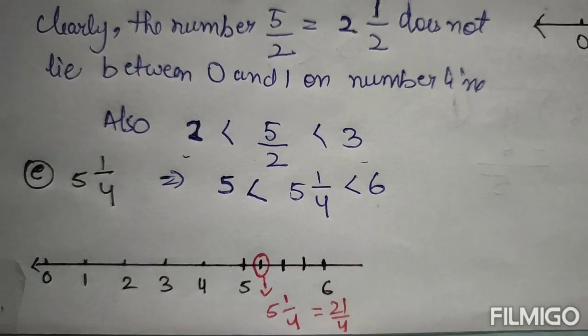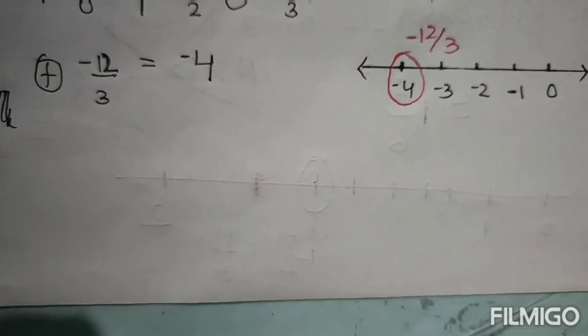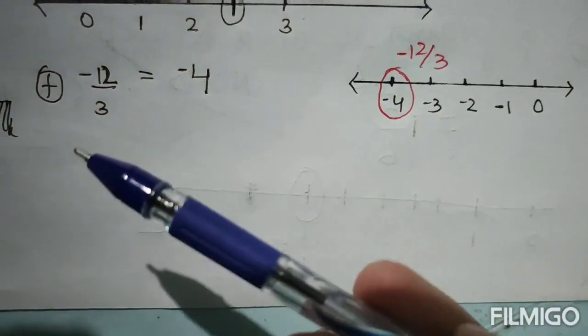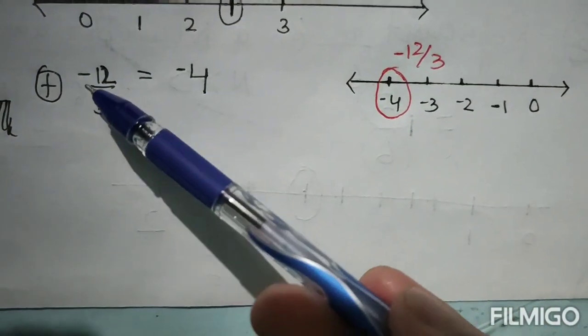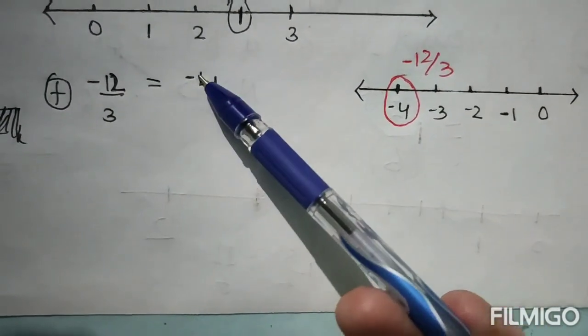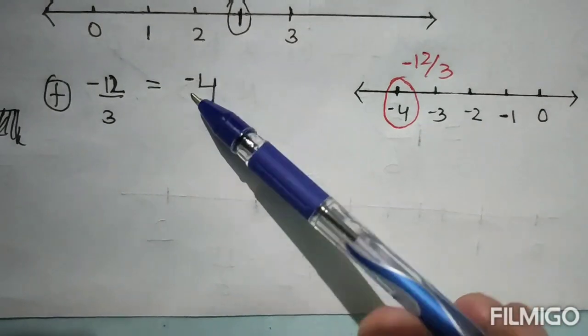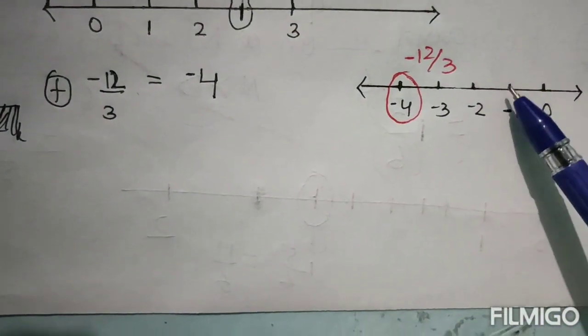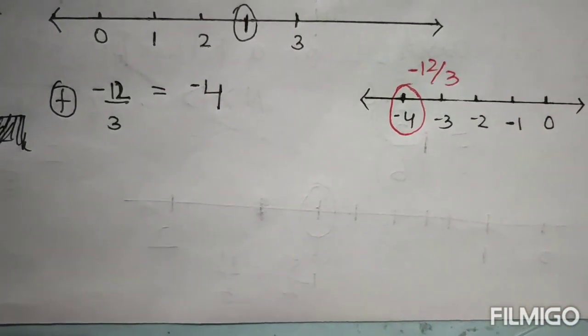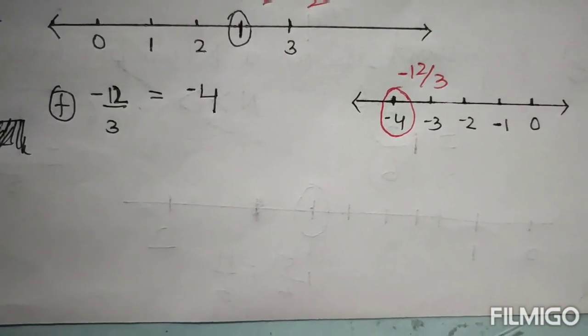Now move to F part. Now the F part, the easiest part actually of this question. Minus 12 by 3. If you divide, it will become minus 4. That means you have to represent minus 4 on that number line. So here it is minus 1, minus 2, minus 3, and this will be your minus 12 by 3. Now we will move to question 3.